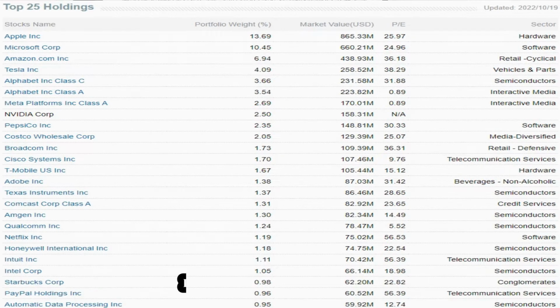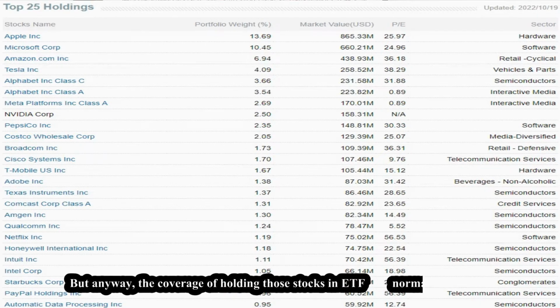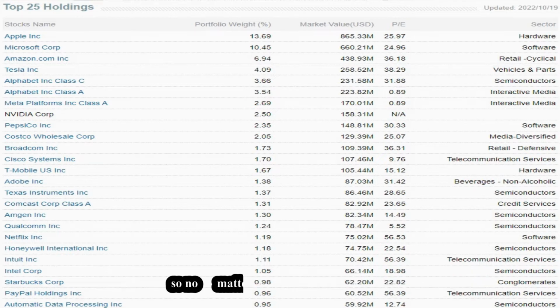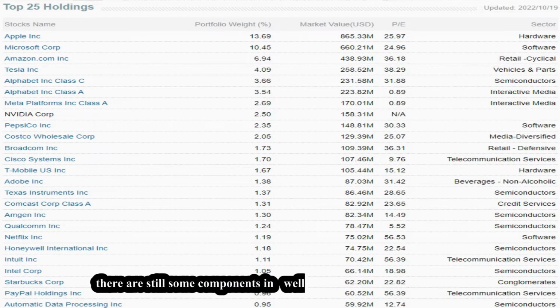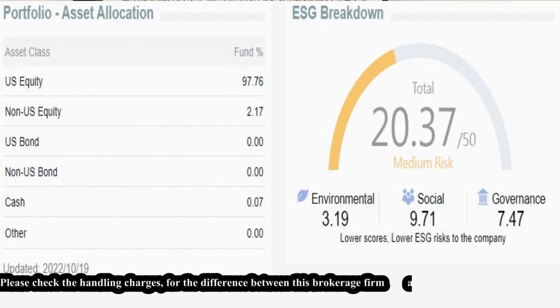One more point to mind: when buying such an ETF, the focus is on dividends rather than the price, for the price has kept falling in the past 2 years. But anyway, the coverage of holding these stocks in dividends is normally quite wide. So no matter in prosperity or recession, there are still some components performing well and some weaker. Please check the handling charges, for the difference between this brokerage firm and that firm is sometimes very big.